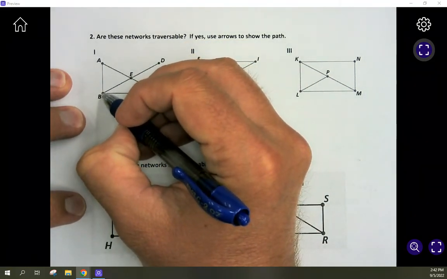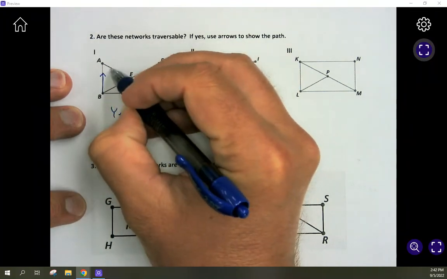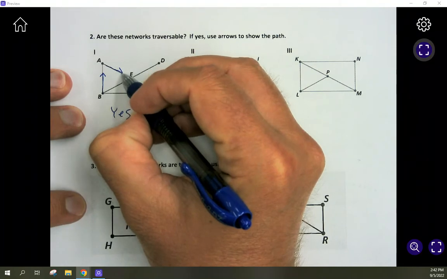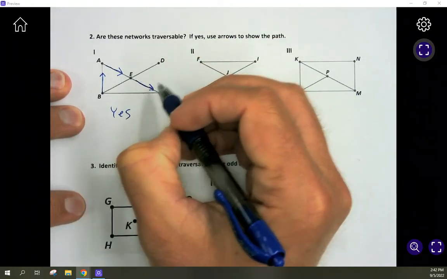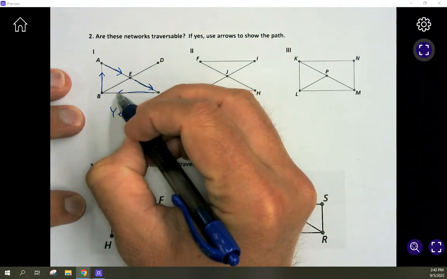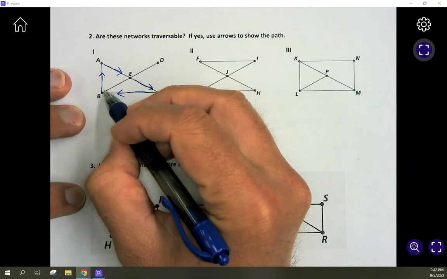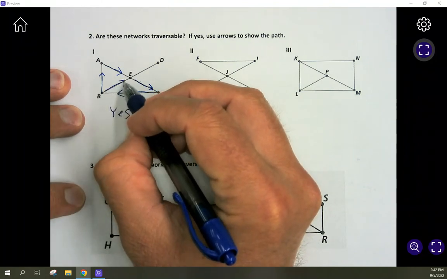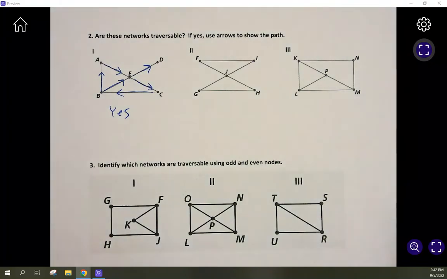So let's start at B. I could go this way, and then this way. I could go this way. Here, again, I'm allowed to hit this point again. I just can't go over a line or an arc that I've already done. And then I would go this way, and then I would go this way. So that one's a yes, that one works.